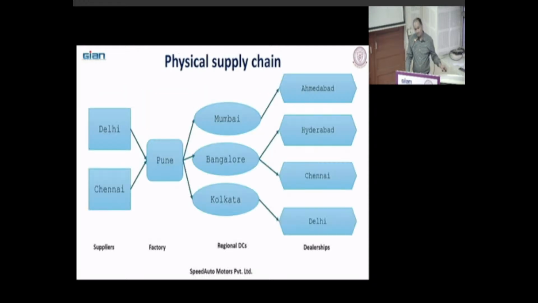So this is a physical supply chain of our Speed Auto Motors Private Limited. So we have got the two suppliers. One is located at Delhi that supplies the electric batteries. Another one is at Chennai that supplies the body parts and other parts. Then the factory is located in Pune. We have got 3 regional distribution centers, Mumbai, Bangalore, Kolkata, and then we have got the 4 customer dealerships. So this is a physical supply chain.